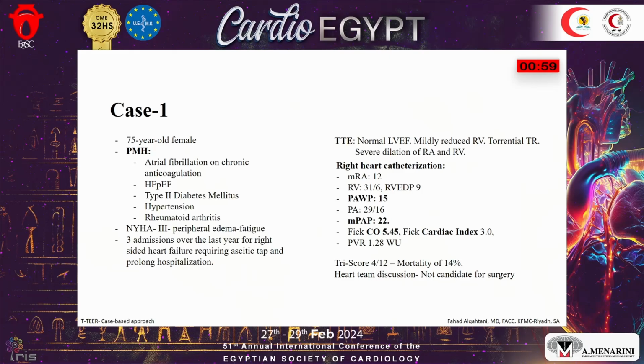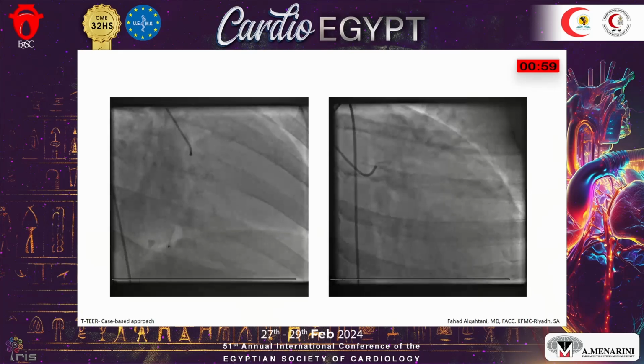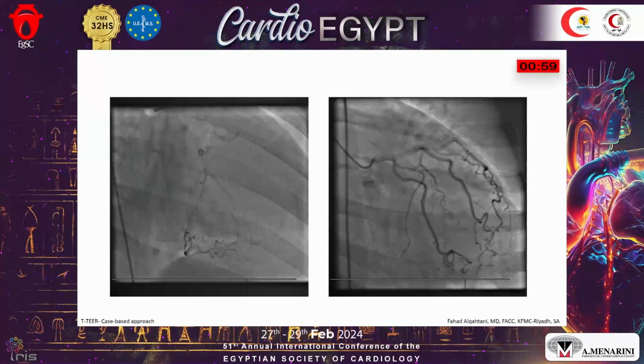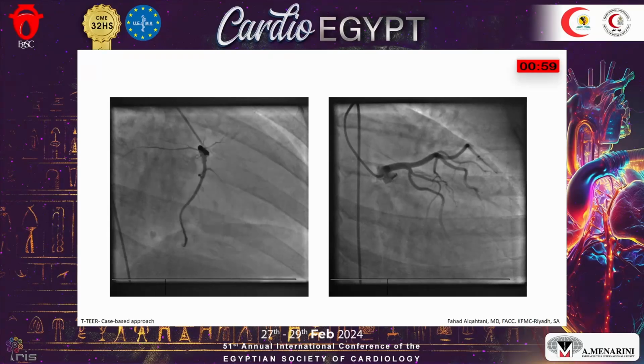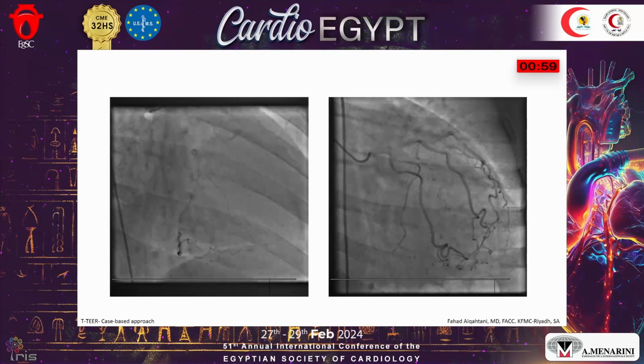The TRI-SCORE system is usually the same as we use with the STS score in CABG. Mortality is 14%, patient is at high risk. So we had a heart team discussion, and the patient was not a candidate for surgery. Usually we also do a coronary angiogram to make sure there is no involvement of the left system.